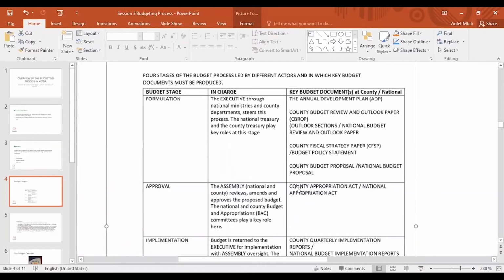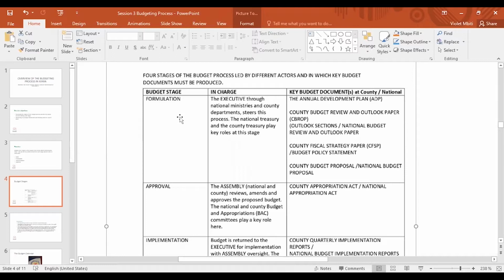So there are 4 stages of the budget process, and they are led by different actors. We're also going to share the key budget documents that are produced at each stage. The first stage is formulation. In formulation, the person in charge is the executive through national ministries and county departments. You see these budget stages, formulation, approval, implementation, and audit, happen at the national level and also at the county level.